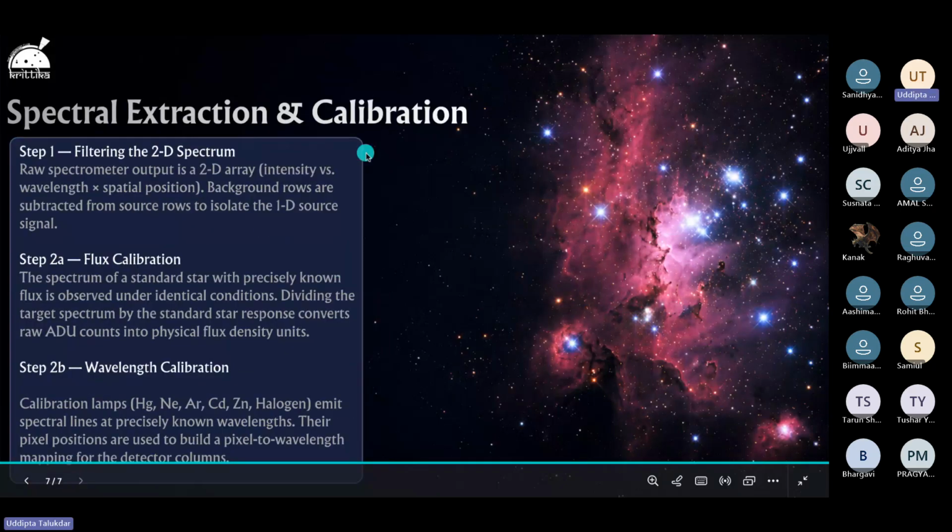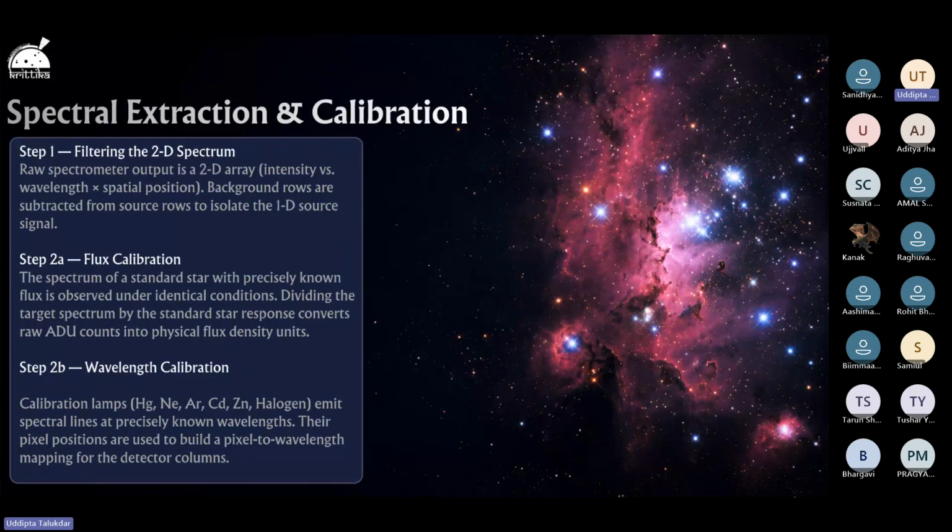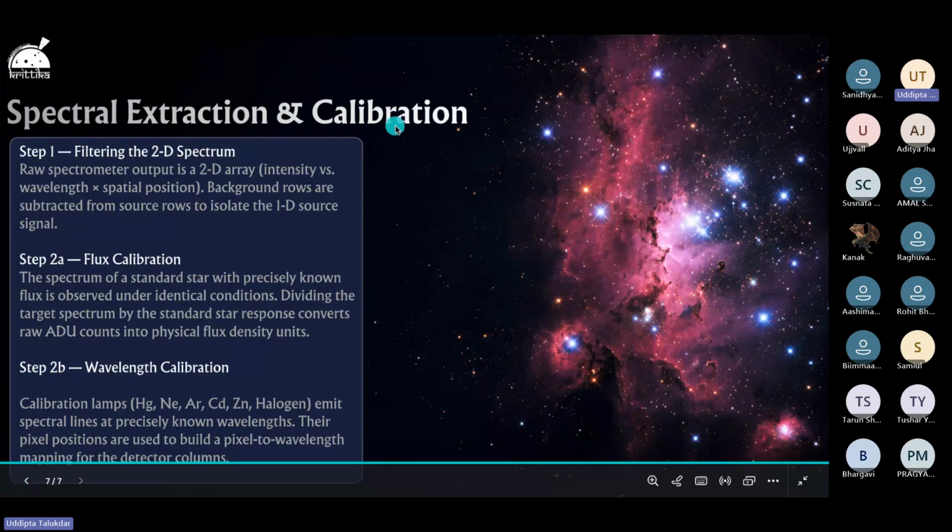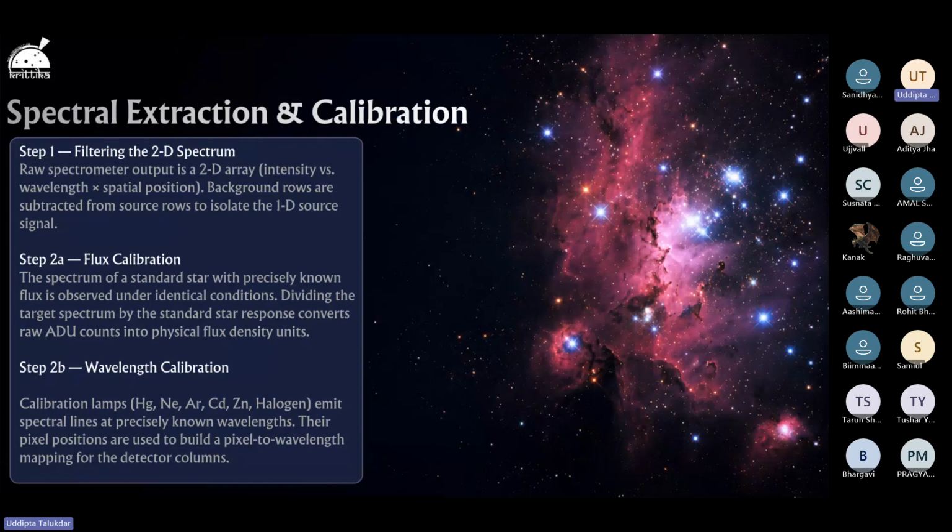So the last thing that we are going to cover today is the spectral extraction and calibration. This is what tells you what to do after you have taken the spectrum. Till the last slide, we understood how to take the proper spectrum, which is capable of giving us information that we want to study. So, after achieving the spectrum, we turn the 2D image into actual usable science data.